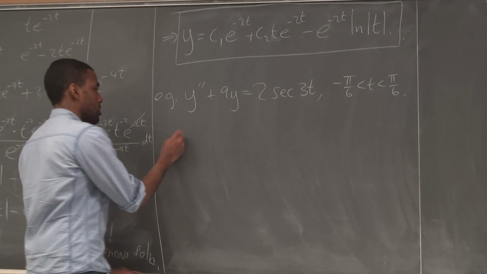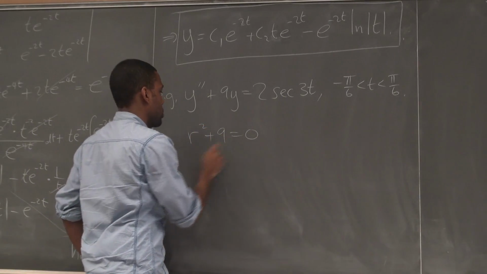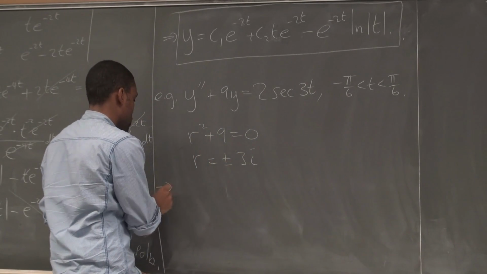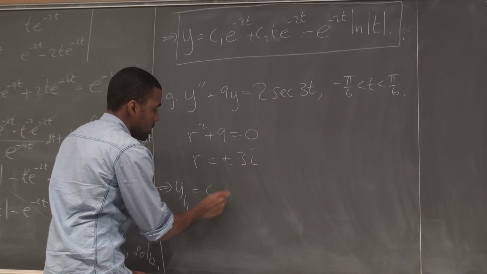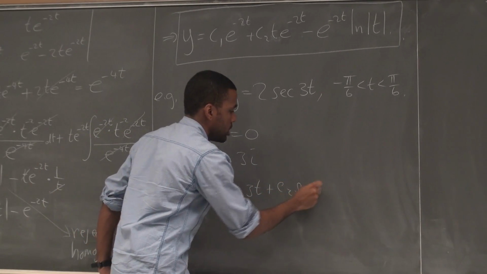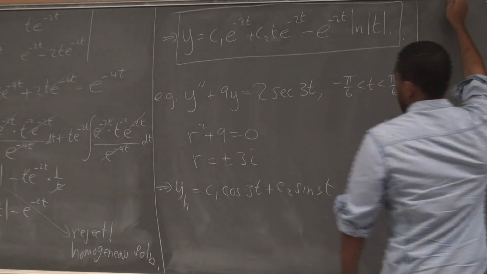Step 1, find the homogeneous solution. R squared plus 9 equals 0. This means R is equal to plus or minus 3i. This means the homogeneous solution is C1 cosine 3t plus C2 sine 3t. Done.